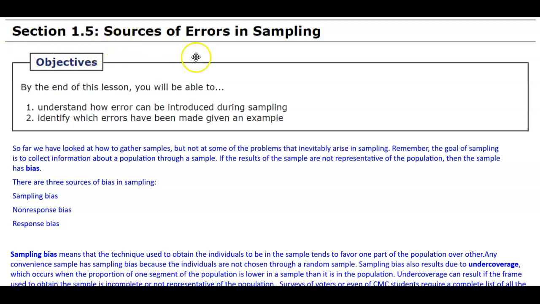Section 1.5, Sources of Errors in Sampling. Objectives. By the end of this lesson, you will be able to: 1. Understand how error can be introduced during sampling, and 2. Identify which errors have been made given an example.